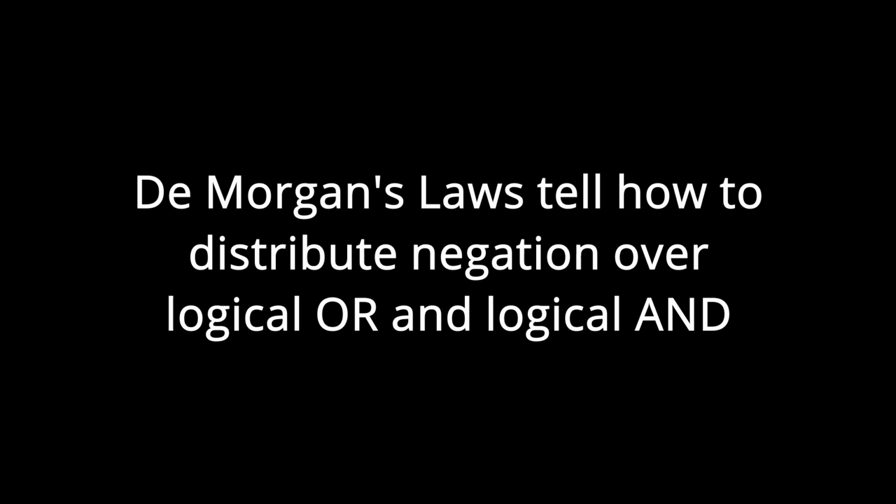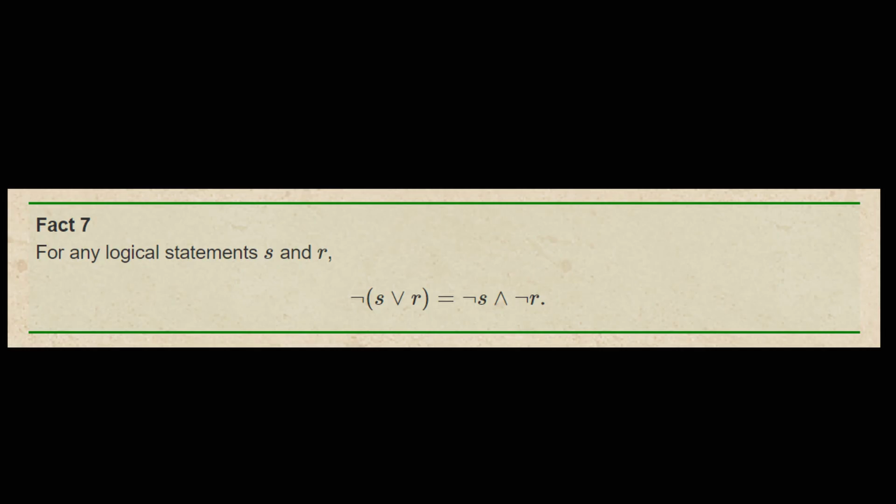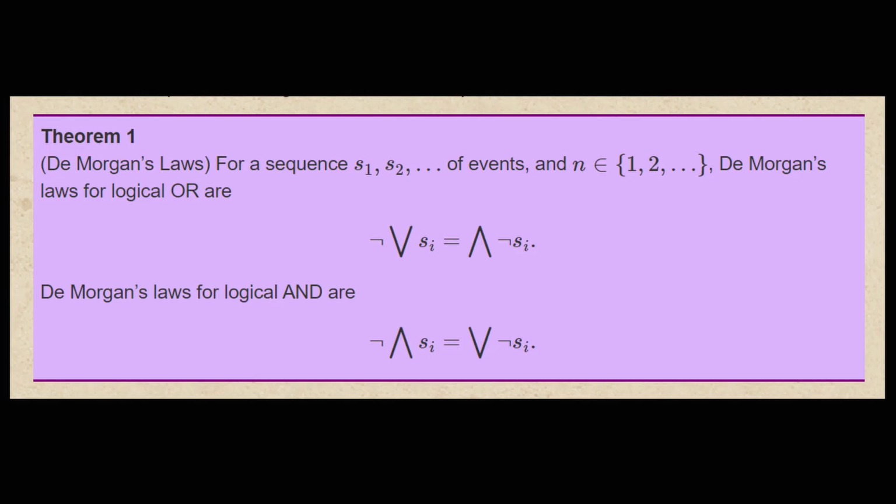First, consider distribution over logical OR. For any 2 events S and R, the negation of the quantity S or R becomes the negation of S and the negation of R. So when you distribute negation over OR, it changes the OR into an AND. Similarly, if you distribute a negation over an AND, it turns the AND into an OR.